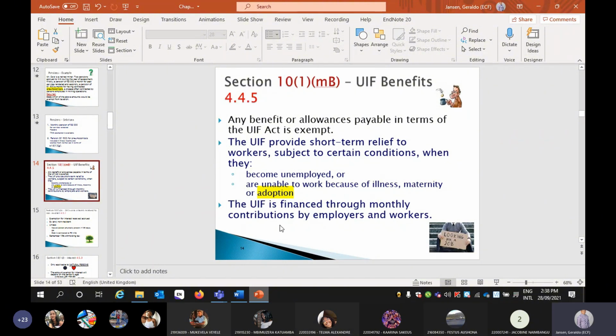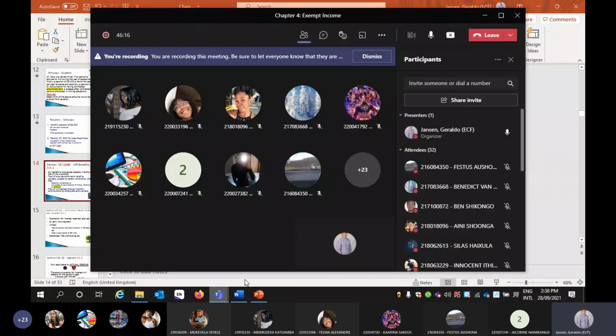All right. Then the UIF is financed through monthly contributions by employers and employees. So guys, in Namibia, currently I'm paying 81 Namibian dollars a month, and my employer, NUST, pays 81 Namibian dollars. So we contribute 162 per month towards Social Security.